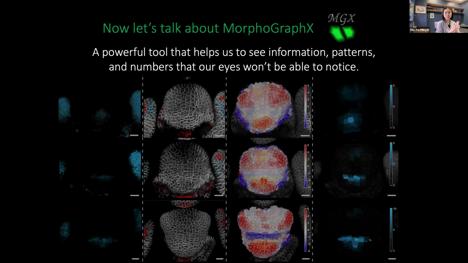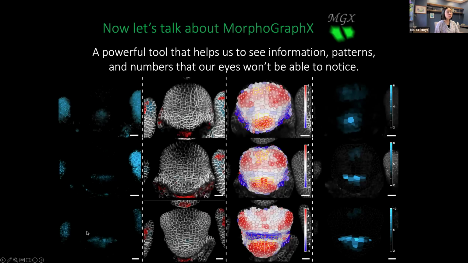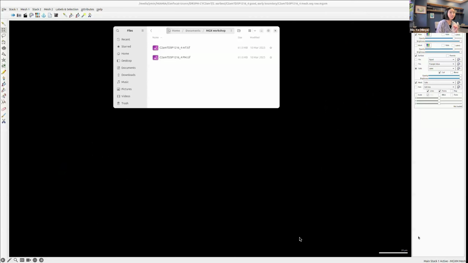A clear example is this slide. Sure, the first two columns are the maximum projection of the confocal images. It's informative, but not nearly as informative as what we can quantify from the curvature, from the signal intensity. So today I'm going to show you a very quick and short example of how to reproduce one of those panels. And we start with Z-stacks.